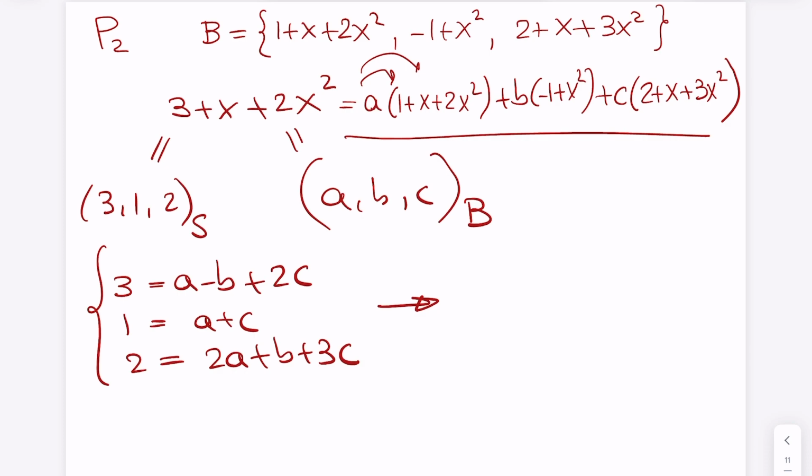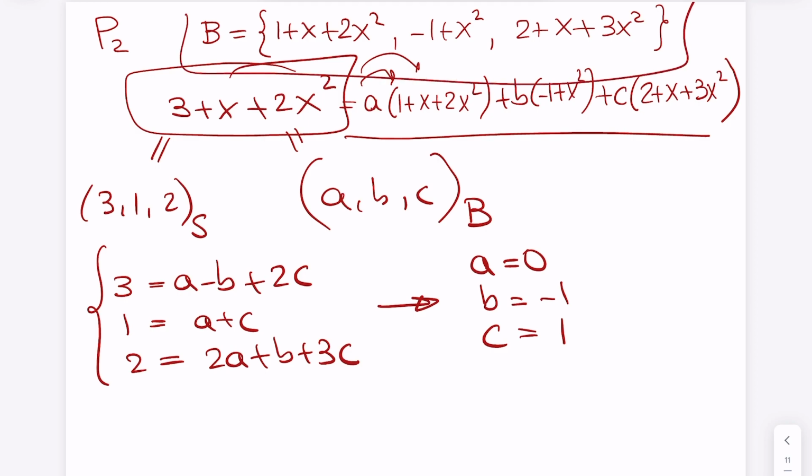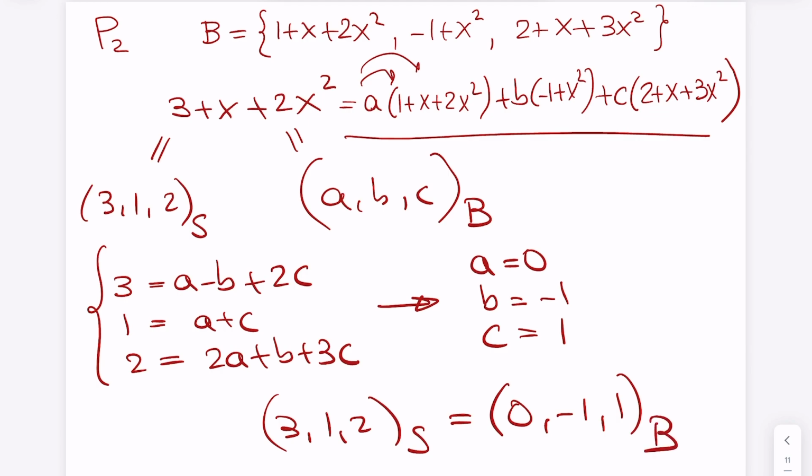Okay, so having this system of equations, now you solve it in any way you like, and you will get that a is equal to 0, b is equal to -1, and c is equal to 1. And so we got that the coordinates of this vector in this base are going to be 0, -1, 1. So we can say that this vector that was 3, 1, 2 in the standard base is the vector 0, -1, 1 in the base B.